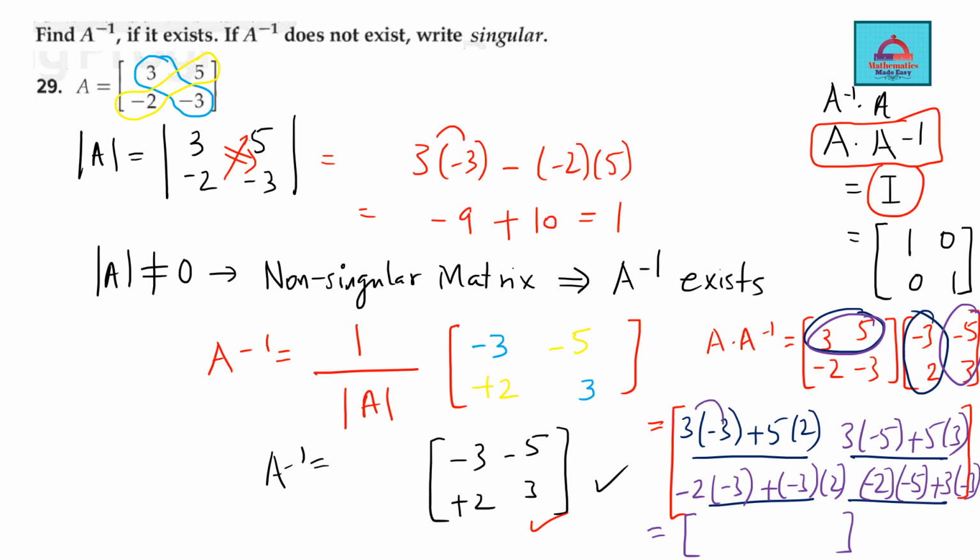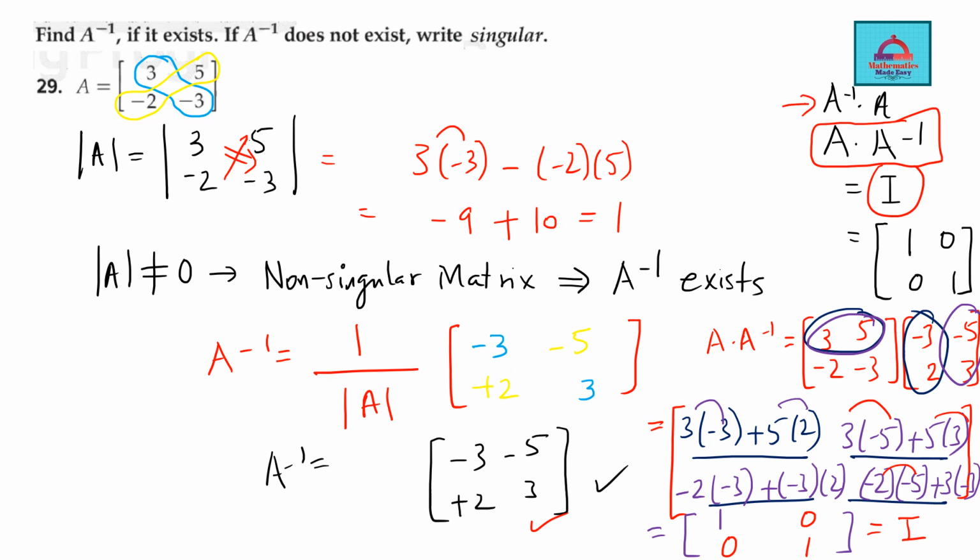So 3 with 3 is 9, 5 with 2 is 10, so 1 here. This is 0 if you see carefully. See, minus 5 with 3 is minus 15, and this is plus 15. Minus plus cancel, 0. Similarly here, minus 2 with minus 3 is 6, plus minus 6, 0. Minus 2 with minus 5 is plus 10, minus 9, 1. So yes, this is identity.